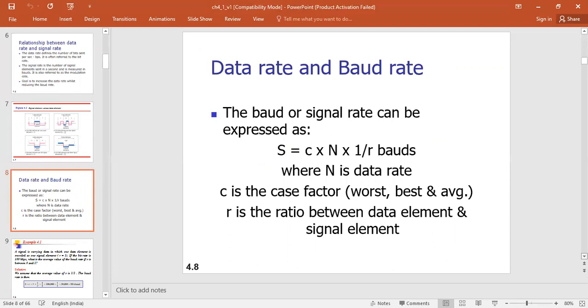You can see the relation: baud rate equals C into N into 1 by baud, where N is the data rate and C is the case factor. It may be worst case, best case, or average. Worst case means it may be 1, best case means 0, and average case is half. So according to the situation we can use this C.